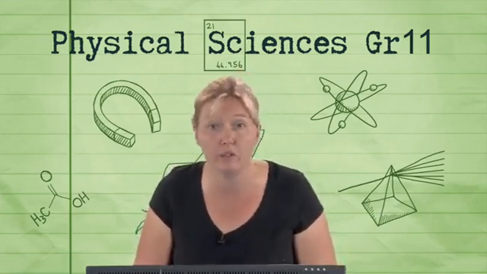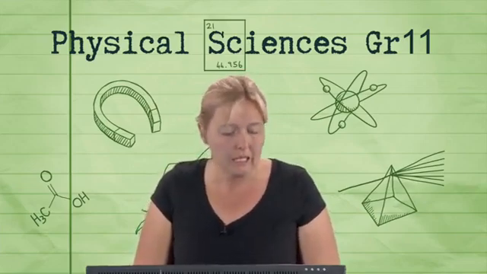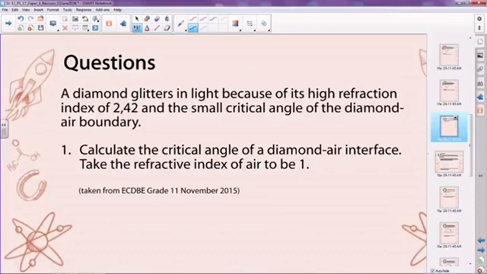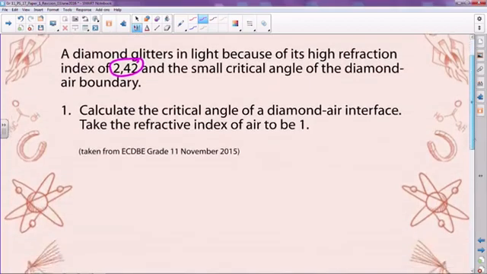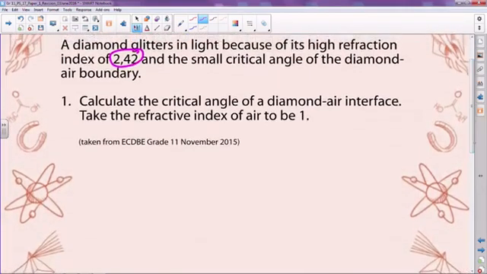Let's start with this. The question that I've got for you is this. A diamond glitters in light because of its high refractive index of 2.42. Remember refractive index and the small critical angle of the diamond-air boundary. We're talking Snell's law, refractive index, boundaries, high optical density, low optical density. I want you to calculate the critical angle of a diamond-air interface, and you need to take the refractive index of air to be 1. So what are we talking about here? Do you remember Snell's law?